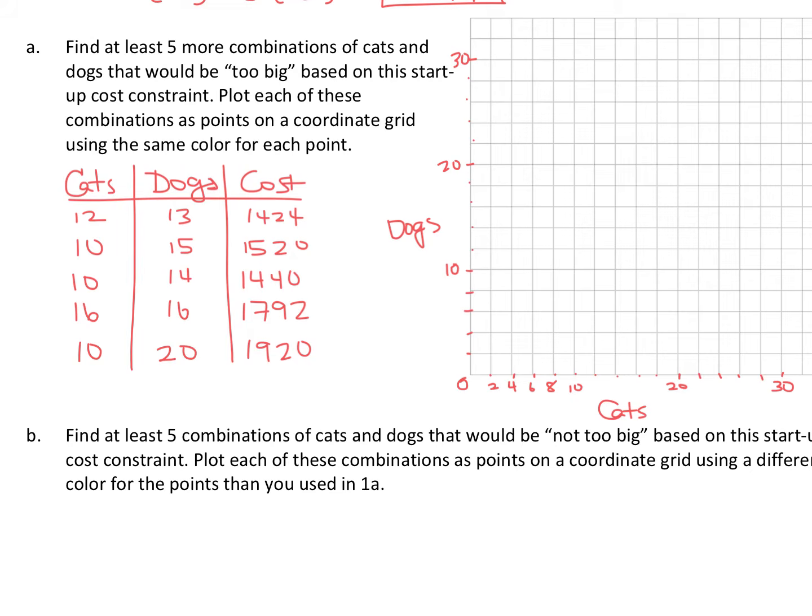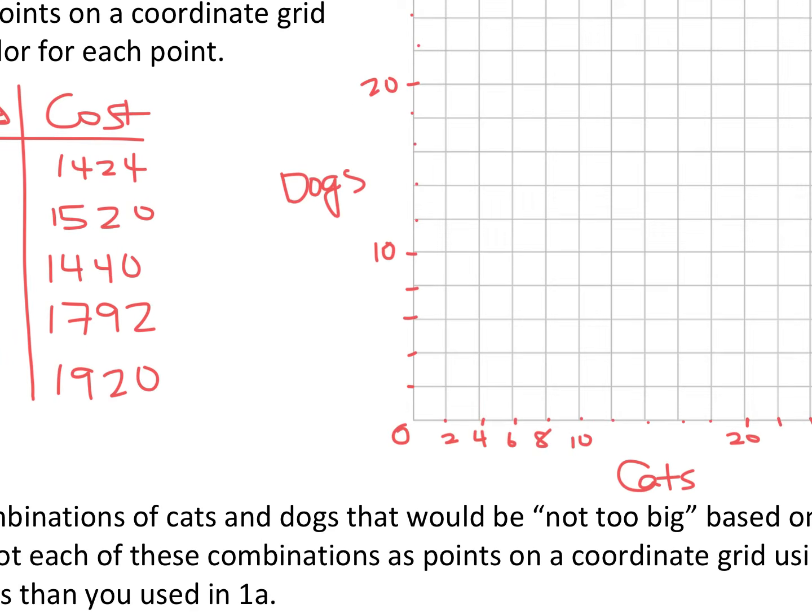So 12 and then 13. So 12, 13 is like right here. And then 10 and 15, like right there. 10 and 14, right there. 16 and 16, right there. Oops. And then 10 and 20, so right there. Okay, so those are all combinations that are too big.